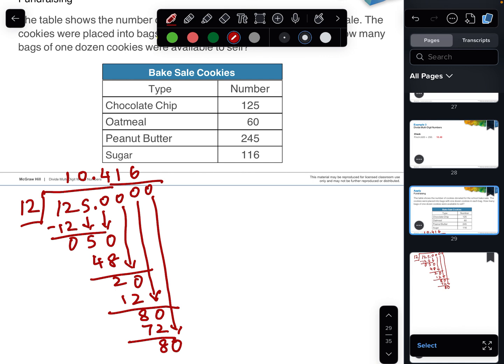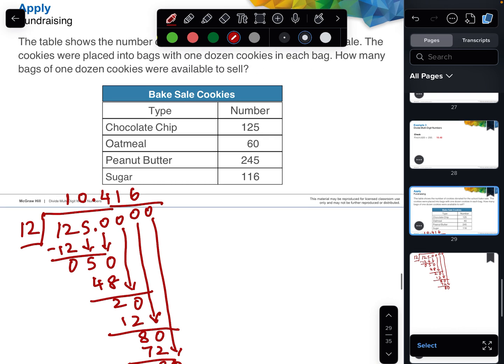No, I can't. So therefore, and I'm going to add a table column to this table right here, I can only sell 10 bags because my 11th bag will not have sufficient. That's why in this case I'm rounding down.